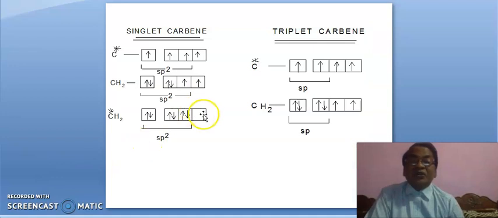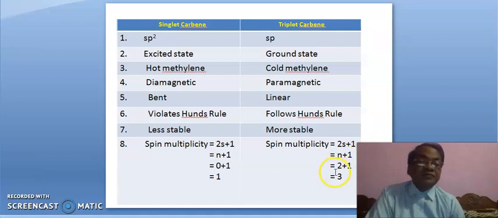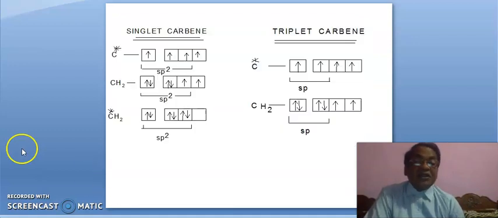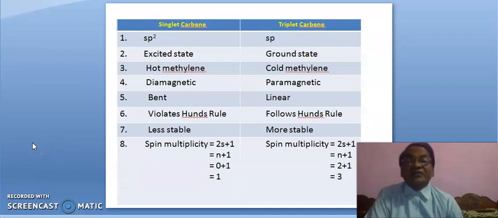Here in singlet carbene, there is no unpaired electron. In triplet carbene, 2 unpaired electrons. Mark it, underline it. In singlet carbene, there is no unpaired electron, so we have written 0 plus 1, 1. So singlet carbene is called singlet due to this number, single. What about triplet carbene? 2S plus 1, that is n plus 1, and the number of unpaired electrons is 2, so 2 plus 1 is equal to 3, and due to this number 3, triplet carbene is called triplet. Singlet and triplet simply represent spin multiplicity.